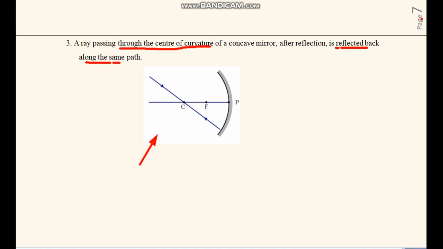This happens because the light rays passing through the center of curvature are incident on the mirror such that they act as the normal to the mirror. And we already know that any ray falling on the mirror normally retraces its path. That is, in this case, angle I is equal to angle R is equal to 0.